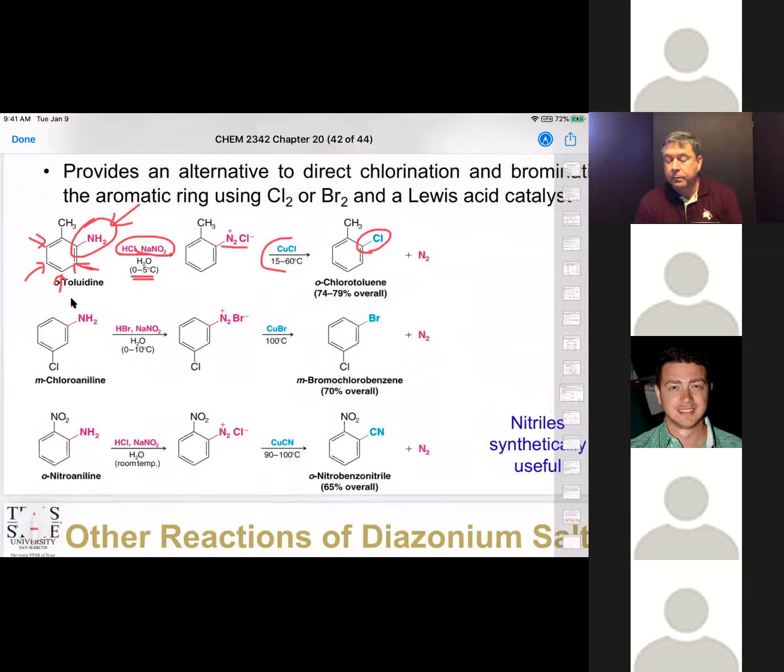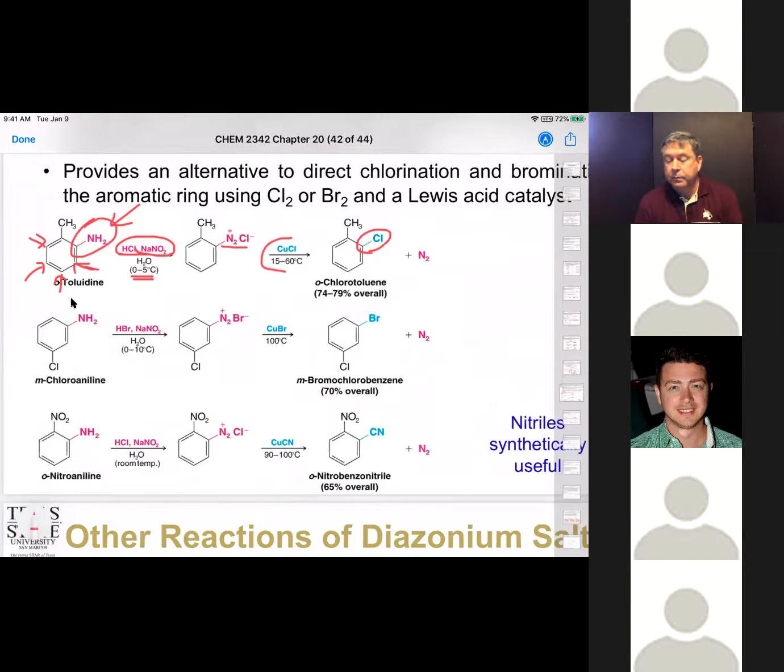Then we do the Sandmeyer reaction with our acid and our nitrite to generate our diazonium salt. Hit it with our copper salt here, and we generate exclusively the meta isomer of this. Again, displacing only where the nitrogen was and extruding out nitrogen gas as our byproduct. That's a really good byproduct to have because it is really easy to clean up the reaction at the end. And then again, you can do it even with electron withdrawing groups on the system.